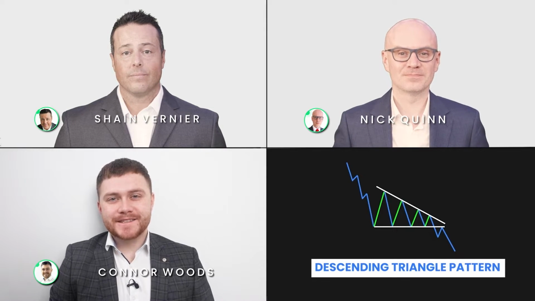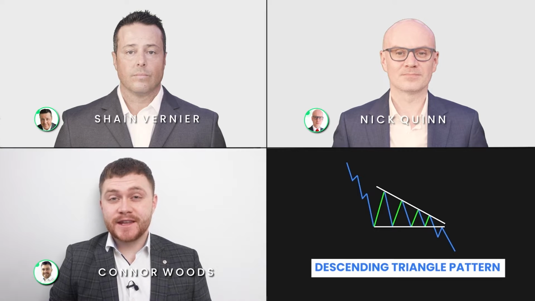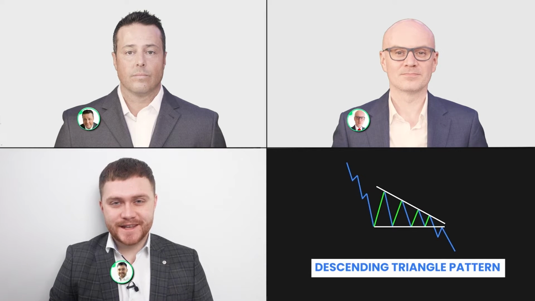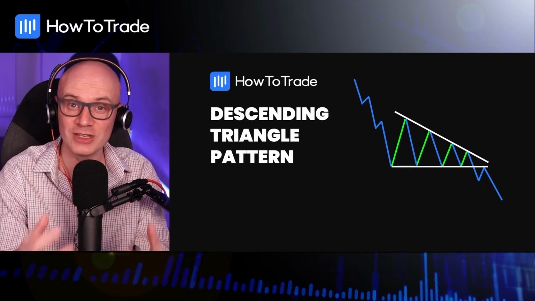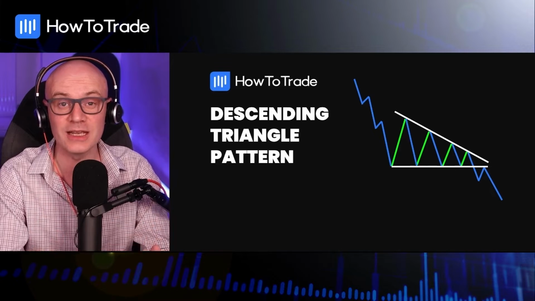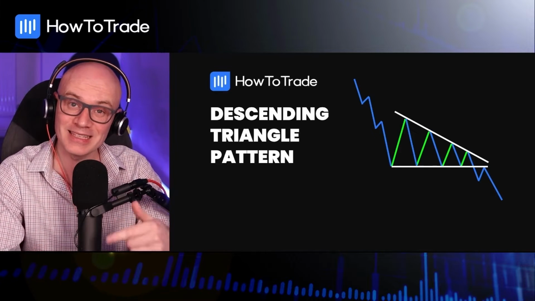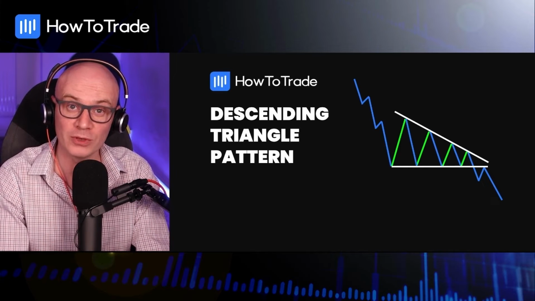We are the market analyst team at howtotrade.com, and together we're going to explain everything you need to know about trading the descending triangle pattern. So let's get started. A descending triangle pattern is a bearish continuation pattern. It's telling us that the trend is likely to continue moving to the downside. It's the exact opposite of an ascending triangle, which you'd find in a bullish market.